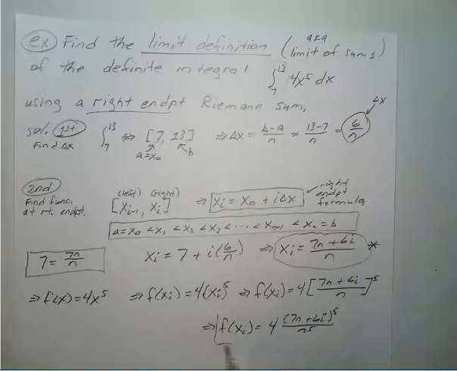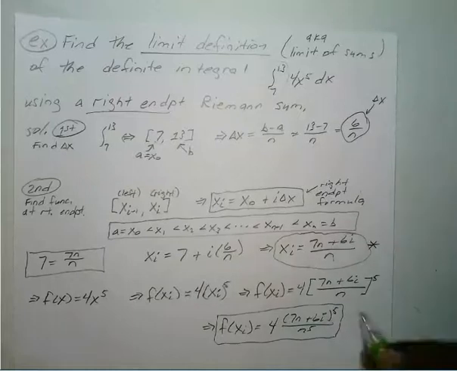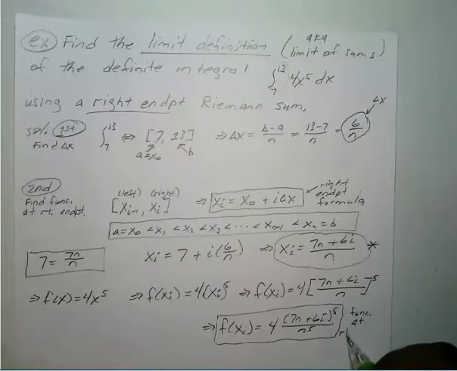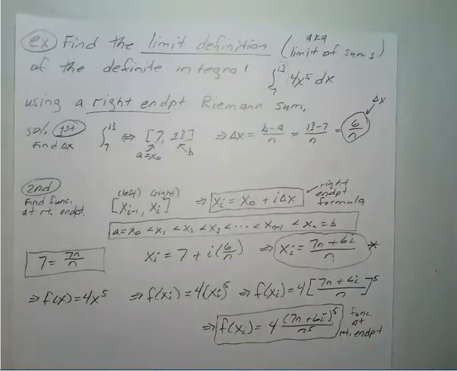Okay, so here we have our function at the right endpoint. That's not our limit definition, but it gets us really close. This is just our function at the right endpoint. It's not our limit definition just yet. That brings us to our third step.